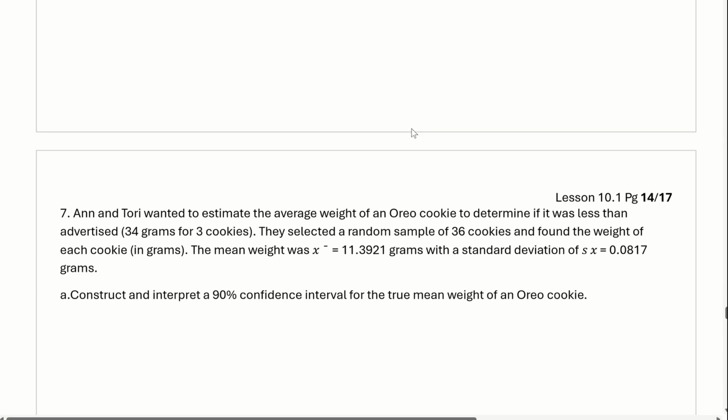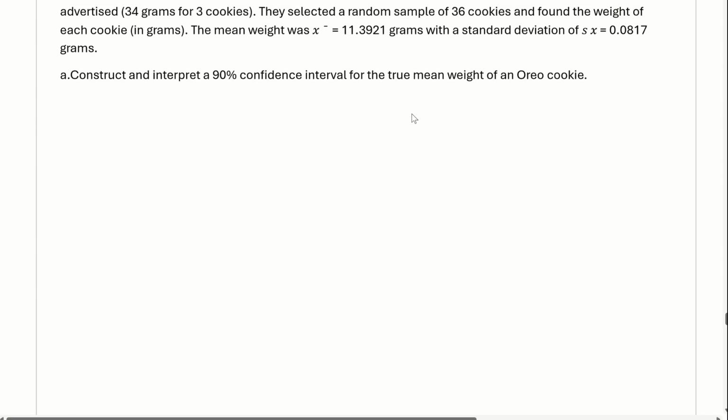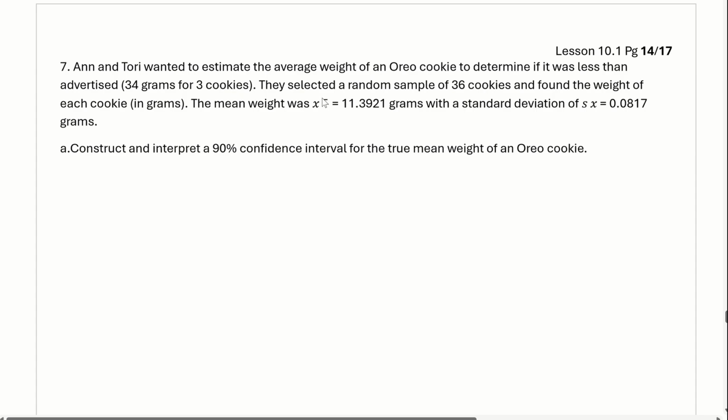All right, so now let's look at the last question here. Should be the last question, or there's probably going to be another one. All right, so Ann and Tori wanted to estimate the average weight of an Oreo cookie to determine if it was less than advertised, 34 grams for 3 cookies. They selected at random a random sample of 36 cookies and found the weight of each cookie in grams. The mean weight was x bar equals 11.3921 grams, with a standard deviation of sx equals 0.0817 grams. Construct and interpret a 90% confidence interval for the true mean weight of an Oreo cookie.